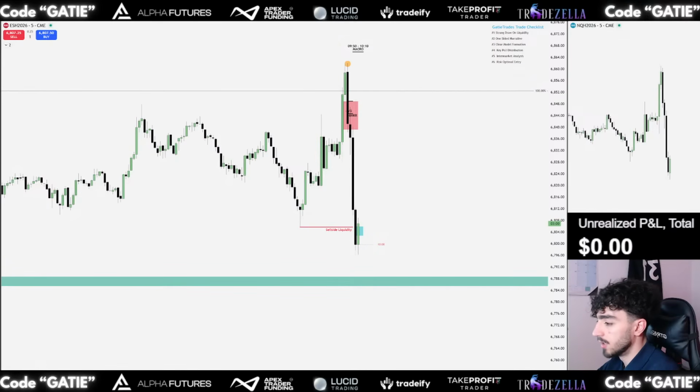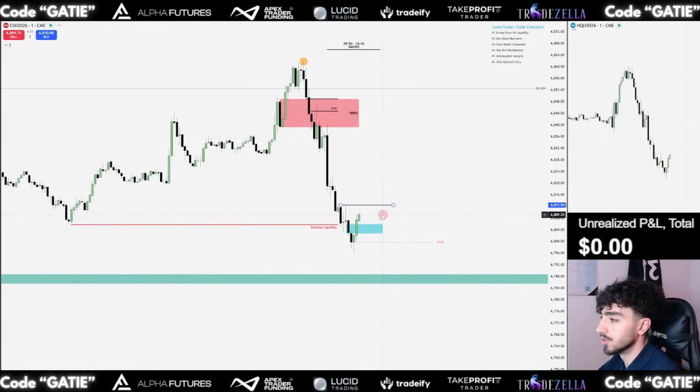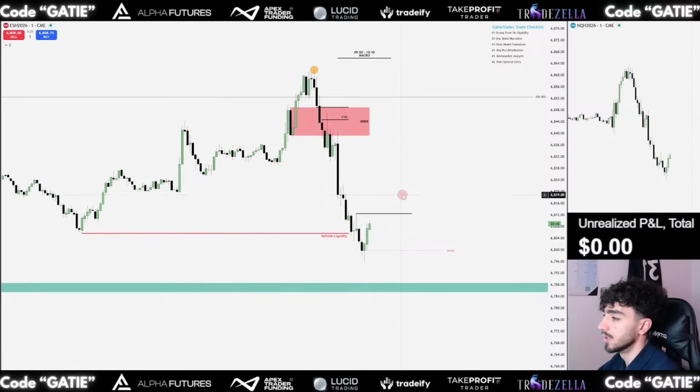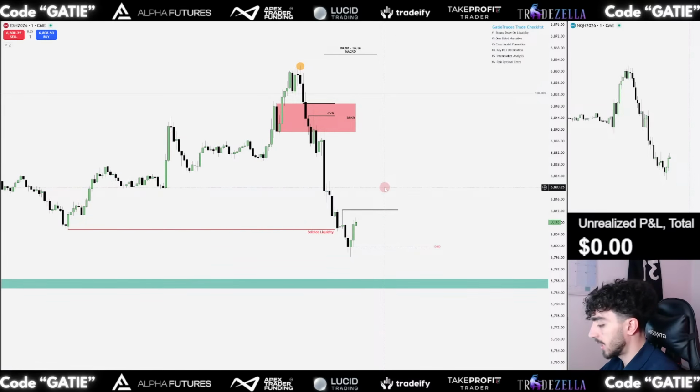I want to see it come up here, ideally. Okay, they might give us a short opportunity. A fake market structure shift here. It could be a real market structure shift, but again, I would demand more of a break above here. So for now, still bearish, hasn't changed.